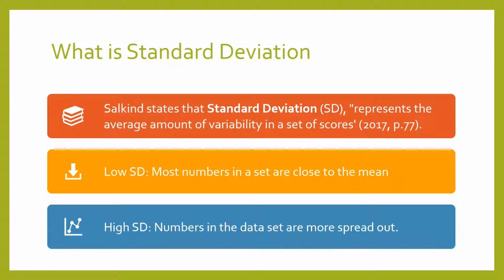So what is standard deviation? Our textbook writer Salkind states that standard deviation represents the average amount of variability in a set of scores. So when you have a set of data and you find the average, what is good to know is if you have a low standard deviation, then most numbers in a set are close to the mean. And if you have a high standard deviation, numbers in this data set are more spread out.